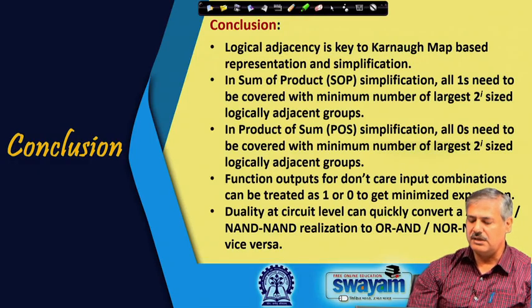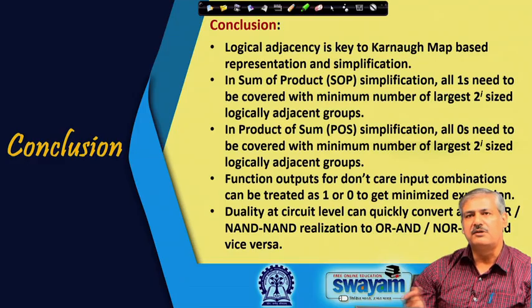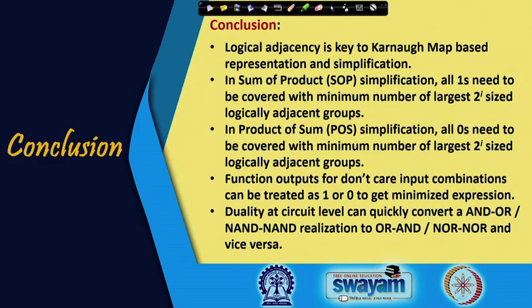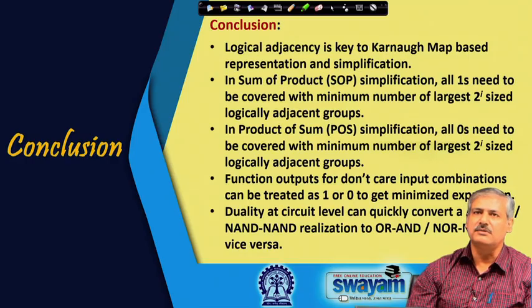And duality at circuit level can convert AND OR to OR AND, and for a self dual function, changing AND and OR gives the same function and does not make any difference, but the requirement of AND OR gates may become different. Okay. Thank you.